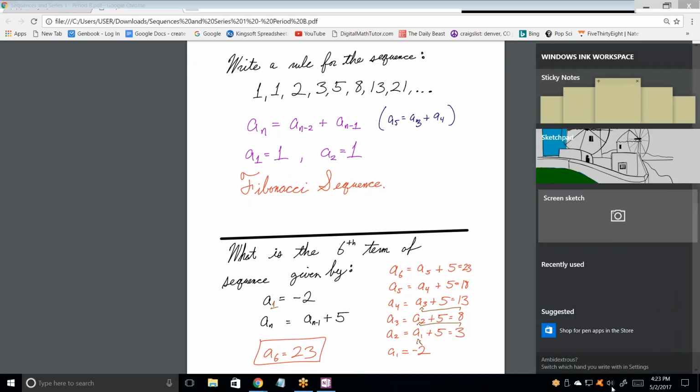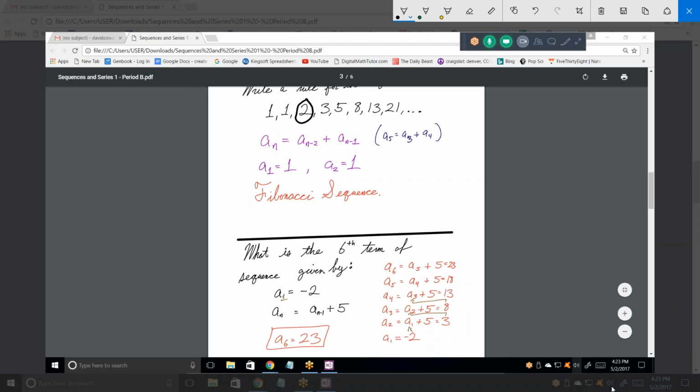So 2 is the sum of 1 plus 1. 3 is the sum of 1 plus 2. 5 is the sum of 2 plus 3. 8 is the sum of 3 plus 5. So this is a very specific sequence. And it happens to have lots of applications in nature. Nature tends to operate on the Fibonacci sequence, believe it or not.